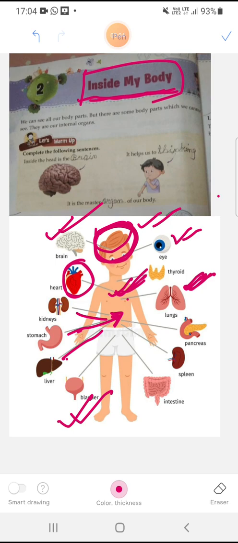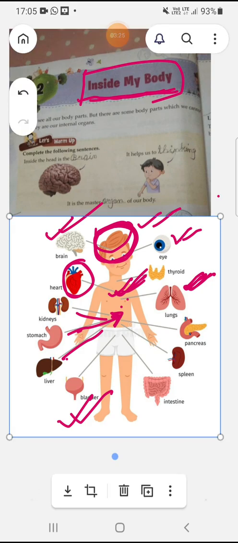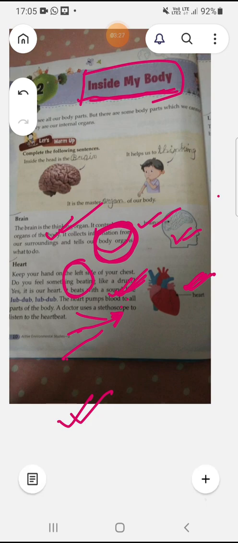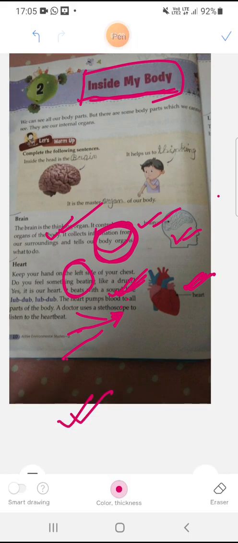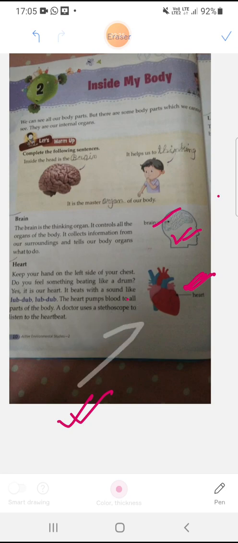Eyes you already know, but inside the eye also there are different organs. We can see only some part of our eye, but inside the eye also there are some organs. So let's see what is there in your book. Some of the organs cannot be seen from outside, and they are inside our body. So we should also know what is there inside our body.